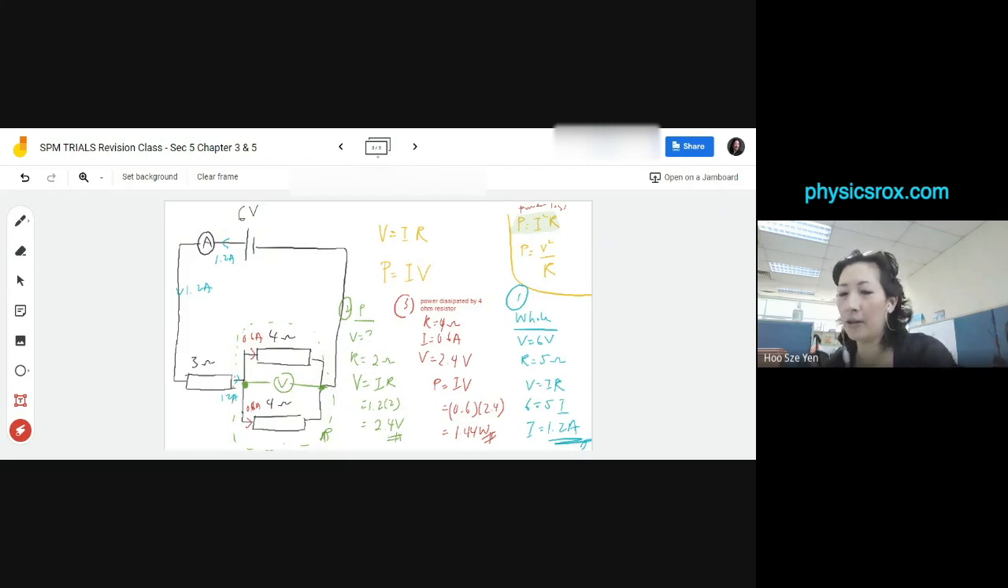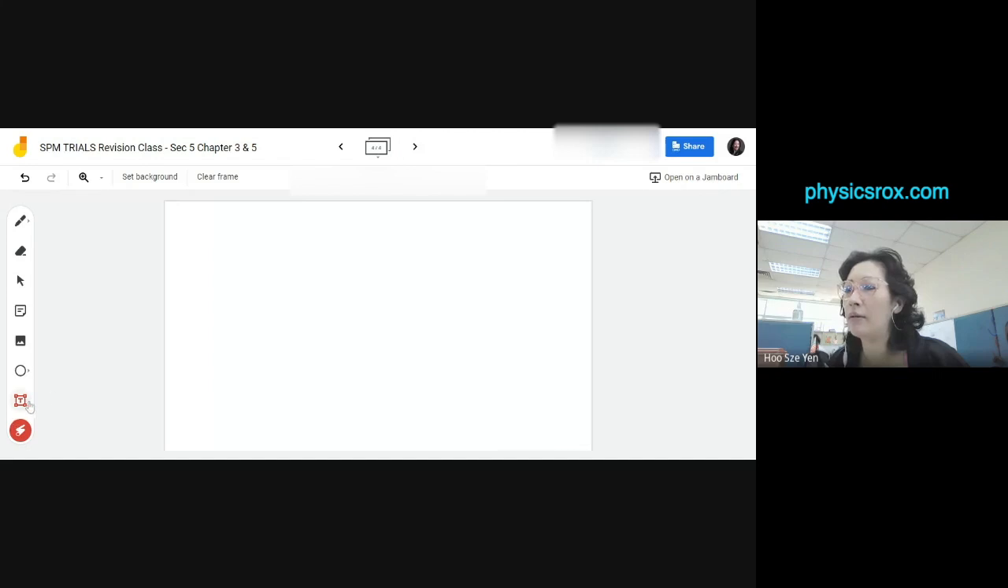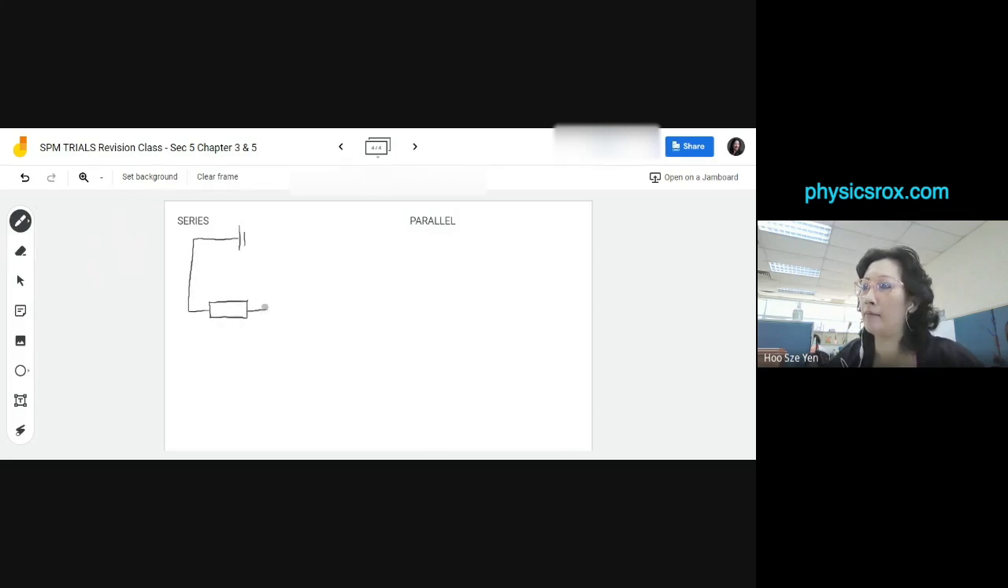Okay, is anyone still confused about the series parallel bits? Is this specifically the parallel bit? Because I think most students are confused about parallel. Okay, I will do a quick comparison again between series and parallel. Talking about just plain series and plain parallel first, then we look at the combined overall.